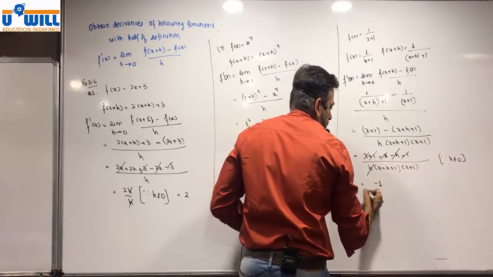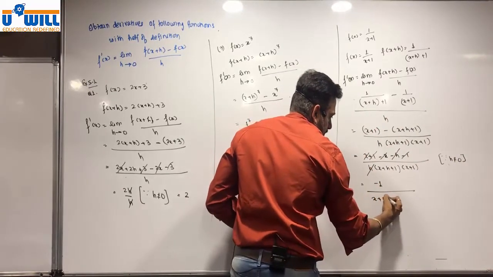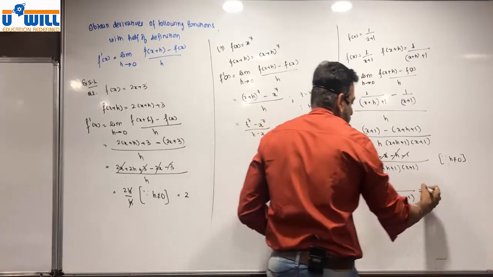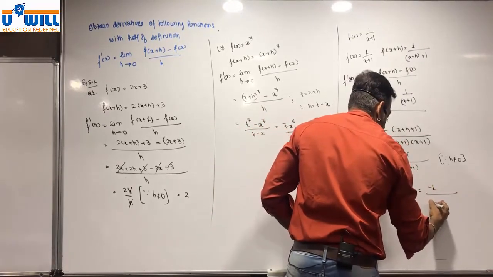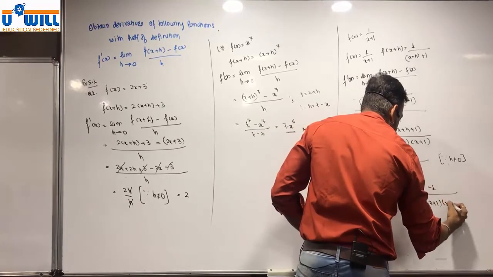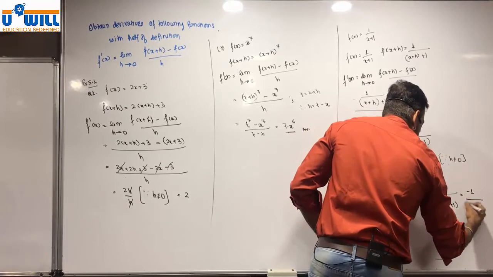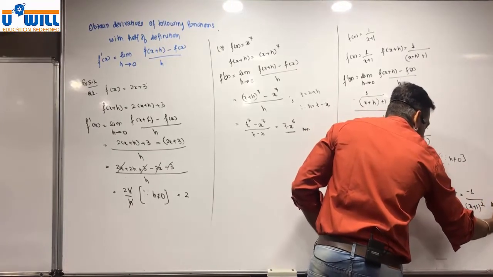So minus 1 upon x plus 0 plus 1, x plus 1, which is equal to minus 1 upon x plus 1 into x plus 1, is equal to minus 1 upon x plus 1 the whole square. Answer.